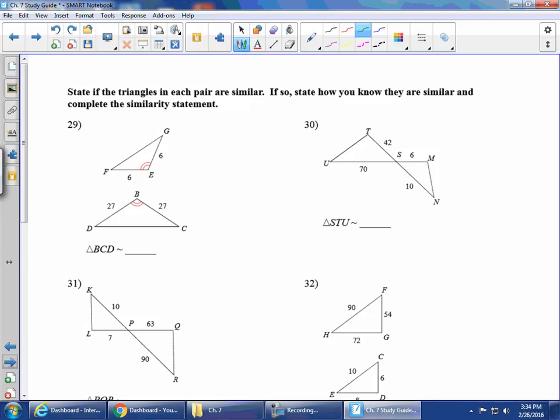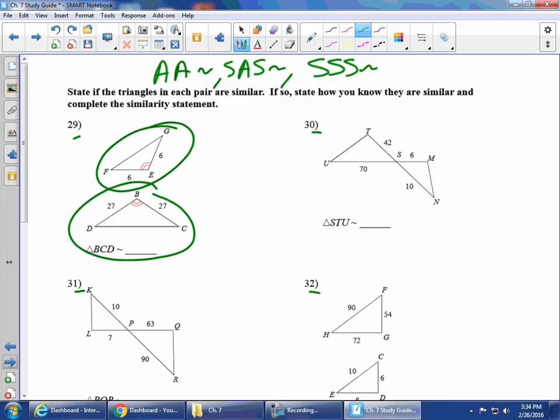Moving on, state if the triangles in each pair are similar. If so, state how you know they're similar. You're going to use either angle-angle similarity, side-angle-side similarity, or side-side-side similarity. And which one of those three depends on what's given. And you look at 29, you look at 30, you look at 32, you look at 31. They're all possibly going to be different or the same depending on what each triangle is telling you. So you're studying that, you're looking at it.